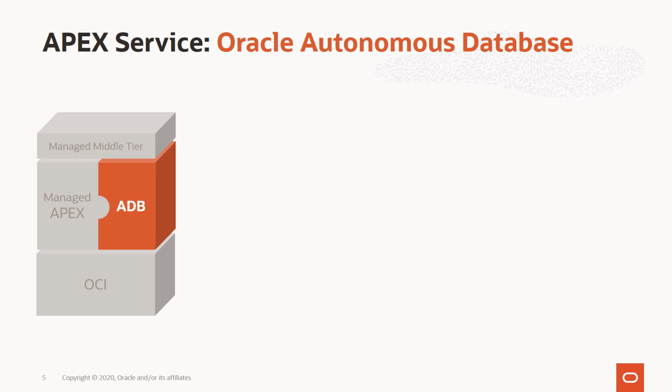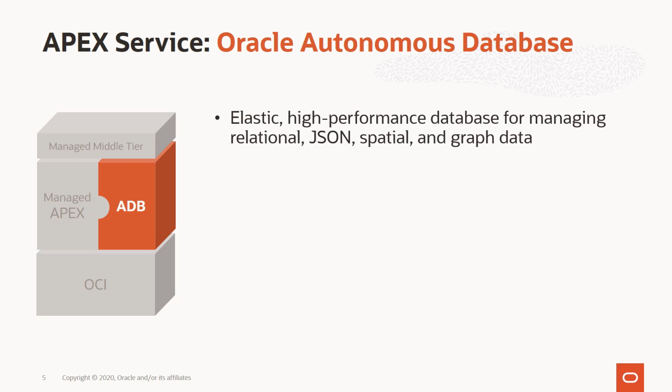Above OCI, you get an Oracle Autonomous Database on shared infrastructure. It's a high-performance, converged database for managing diverse types of data. It is elastic, which means you can dynamically scale database compute resources to handle spikes in use. Plus, you get the benefits of Autonomous.